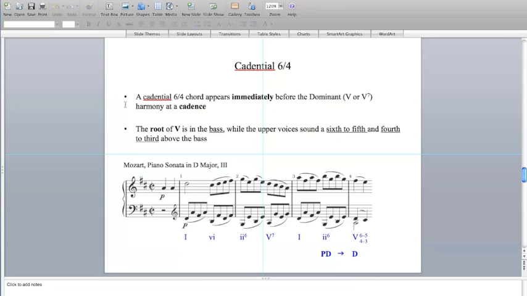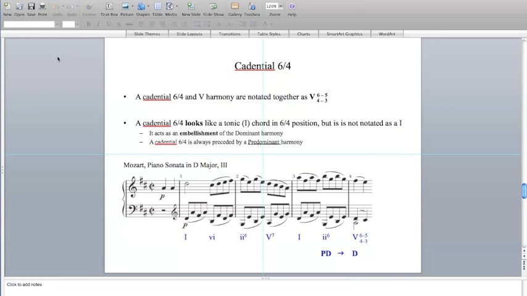At the end there we have a predominant 2-6 harmony followed by a cadential 6-4 to 5. You have A, which is the root of a 5 harmony in the bass, and the intervals of 6-4 to 5-3 above it. Cadential 6-4 and 5 are notated together as Roman numeral 5 with figures 6-5 and 4-3.